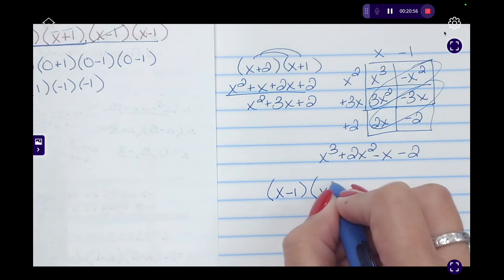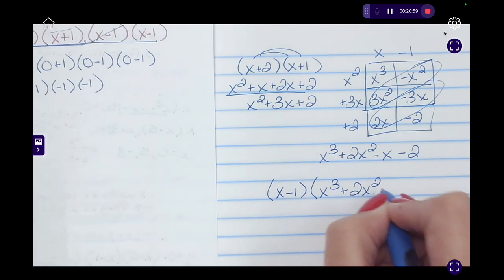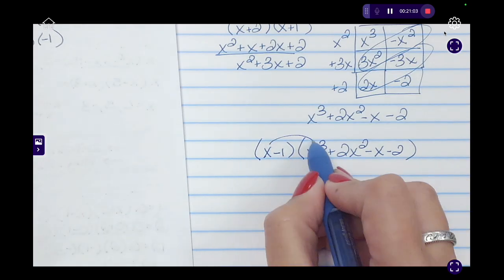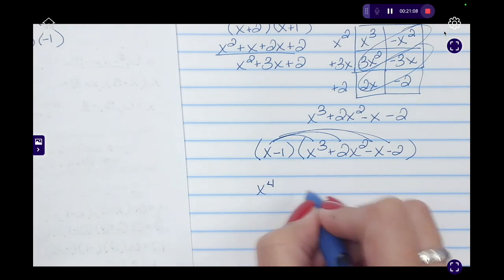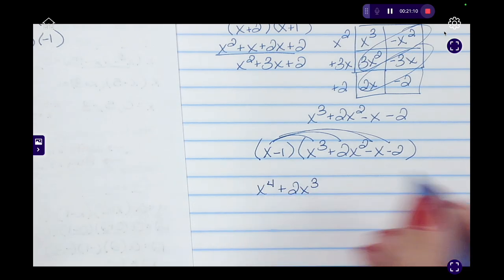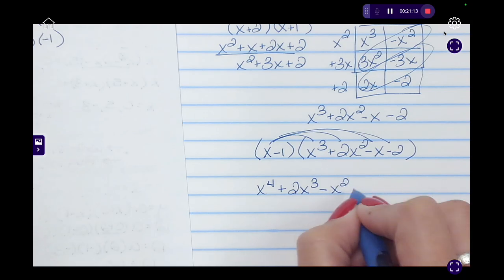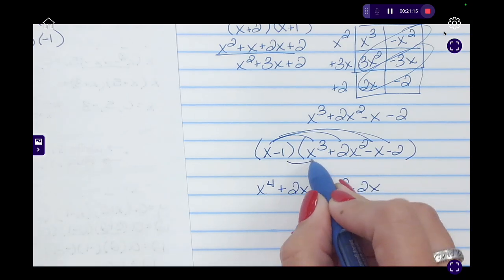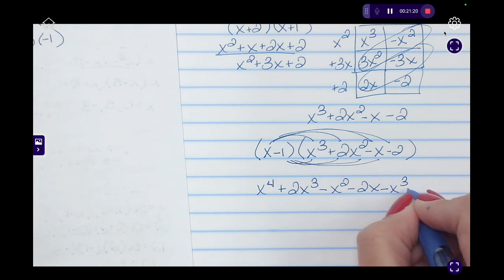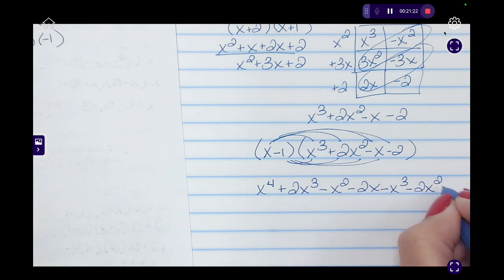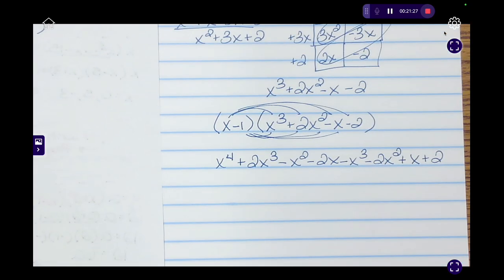So here I'll do the FOIL method. Again, when you're doing this, you can do any of the methods, either one that you want to. So I'm taking the x and distributing it. So that's going to give me x to the fourth plus 2x to the third minus x squared minus 2x. And then I'm taking a negative 1 and distributing that out. So that's going to give me negative x to the third, negative 2x squared, positive x, and positive 2. So that is a lot of multiplication. We're going to combine all those like terms.